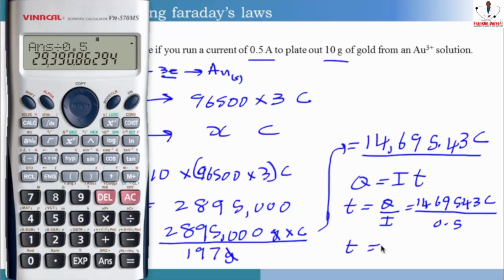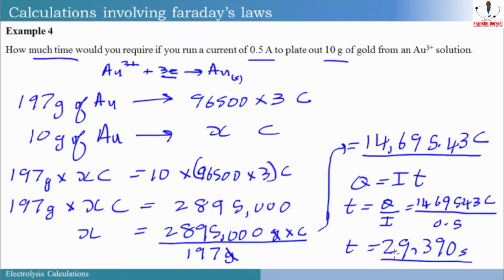And that would give us a time of 29,390. So our time of 29,390 seconds would be required if we are to run a current of 0.5 amperes to plate out 10 grams of gold from an Au3+ solution.